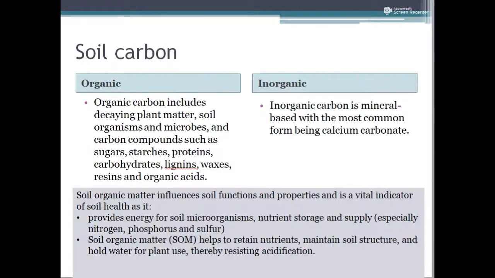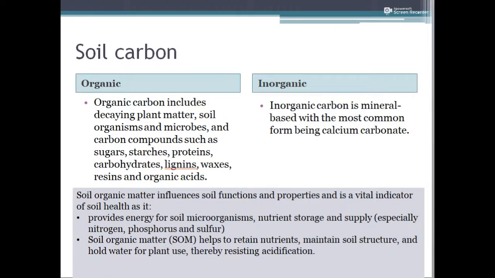Now let's talk about the next parameter, soil carbon. Soil carbon is of much significance because without a carbon source, nothing can grow on soil. Based upon the type of carbon found in soils, it can be of two types: organic or inorganic. The organic carbon mainly includes decaying plant matter, microbes and soil organisms, and mainly includes starches, sugars, proteins, carbohydrates, lignins, waxes, resins, as well as organic acids.